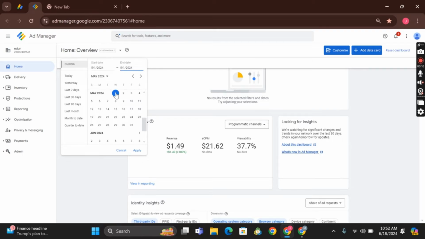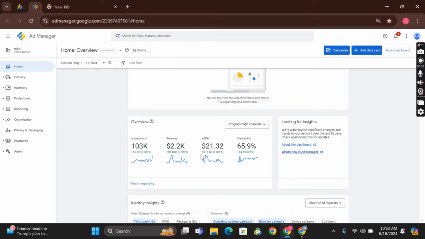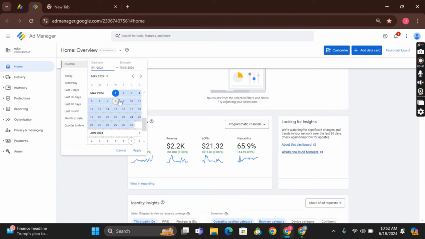For the month of May, 1st to 31st, I will just be doing a recap for you guys. I was able to load $2,000 on the account. Within 1 month I was able to load $2.2K for that account, ending with an ECPM of $21.32, an impression of 103, and viewability of 65.9%.